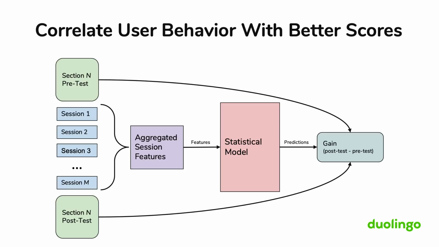Another thing that we do is we correlate user behaviors with checkpoint quiz scores. And all that really means is that we look at what behaviors a user has done between the pre-test and the post-test, and how well those different behaviors correlate with how well they do on the post-test.